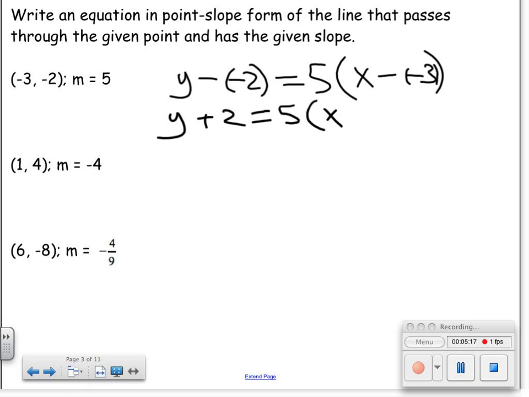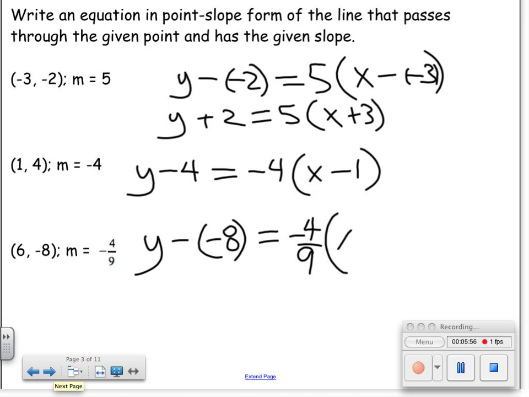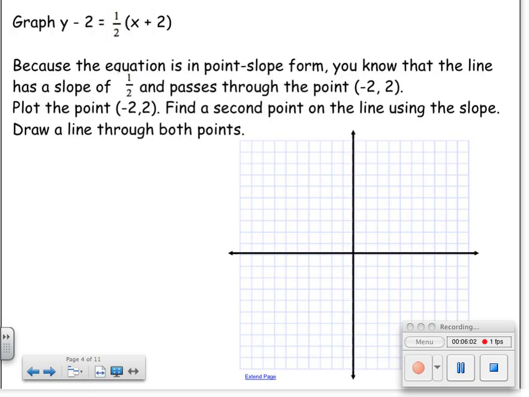But either way is correct. So now the next one here, y minus 4 is equal to the slope, negative 4, times x minus 1. Starting to make sense, I hope. So y for this one, and it's going to be minus negative 8 is equal to the slope, which is negative 4/9. Now it's times x minus 6. So like I said, this is just a different way of representing the information.